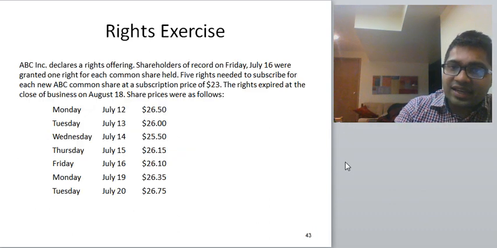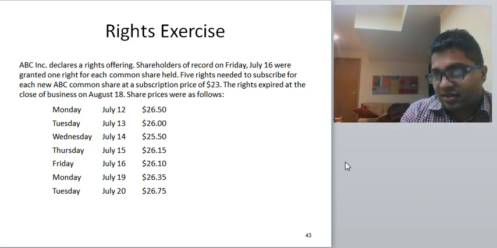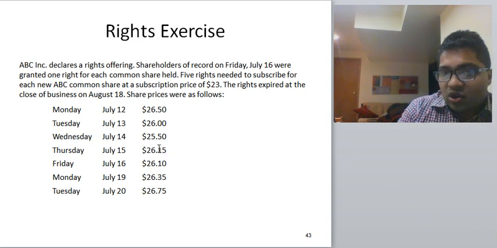So when will shares begin to trade ex-rights? It's the same as dividend. One day before the record date, stocks start to trade ex-right. So all these are cum-right shares and all these are ex-right shares.